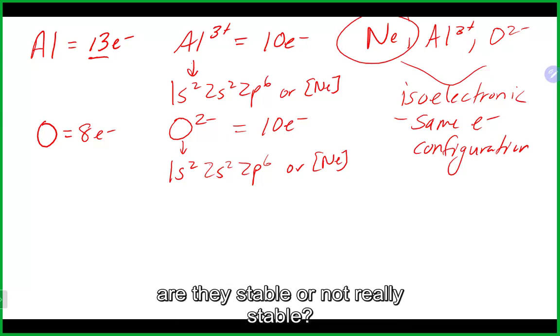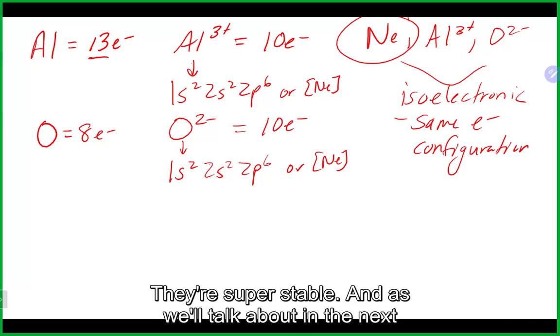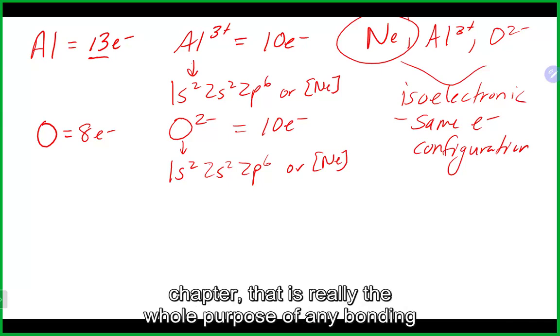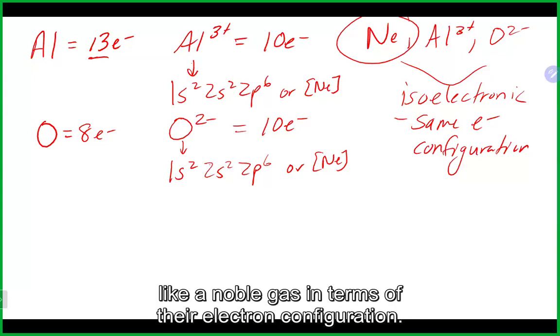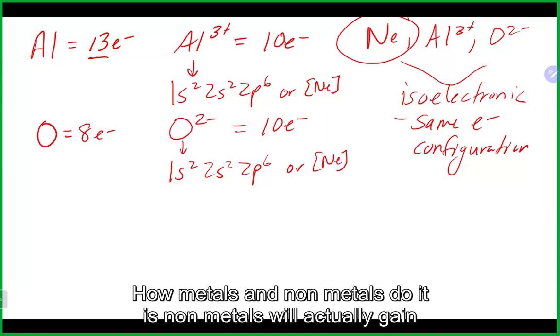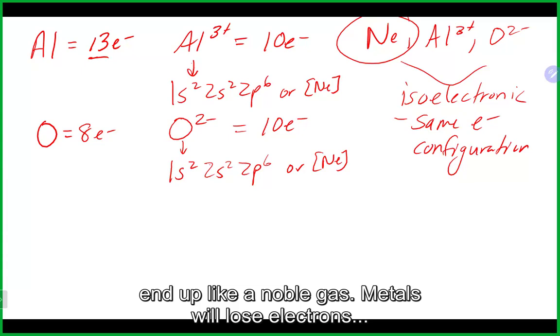Noble gases, are they stable or not really stable? They're super stable. And as we'll talk about in the next chapter, that is really the whole purpose of any bonding that you talk about, is for everybody to basically end up like a noble gas in terms of their electron configuration. How metals and nonmetals do it is nonmetals will actually gain electrons and go forward in their electron configuration and end up like a noble gas.